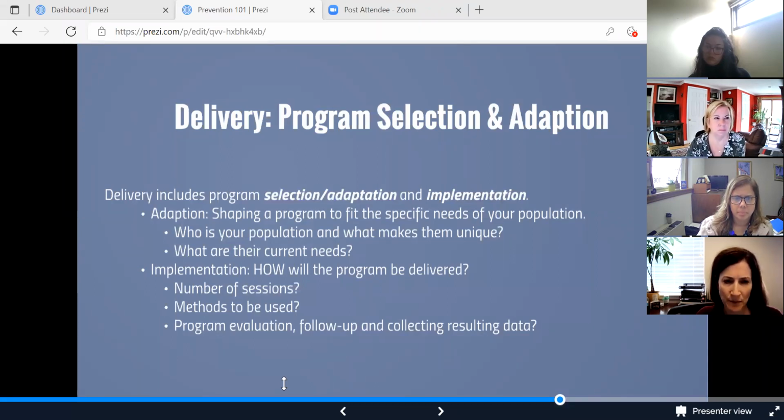And implementation, how will we deliver the program? Are there sessions that we need to have? What methods do we plan on using? And in what way are we going to evaluate the program that we have, collect data, and then proceed with follow-up information?